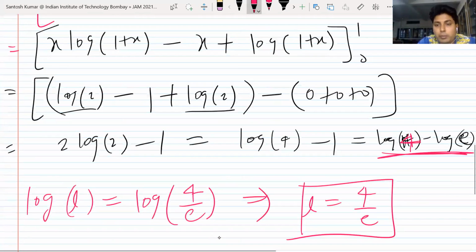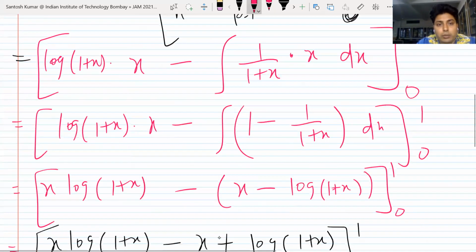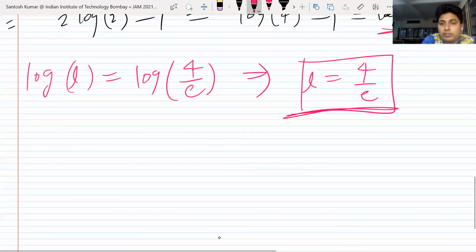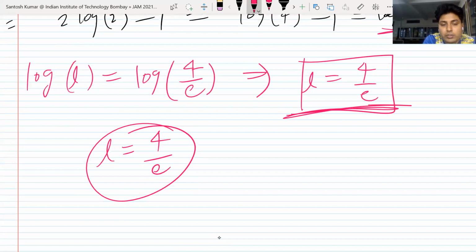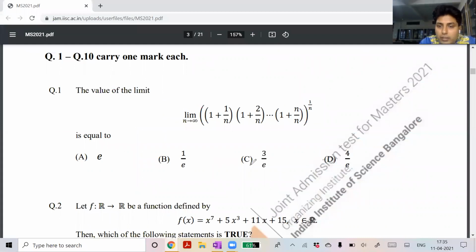L was the limit I started with, so L I named the question's value, the value of the limit. So the answer for the first question is, let's see which option this is. The option here is D. So the first question has option D.